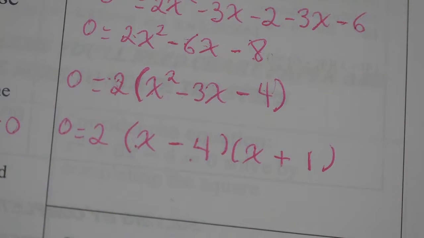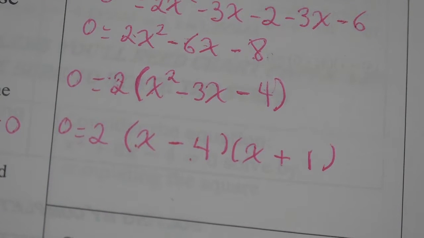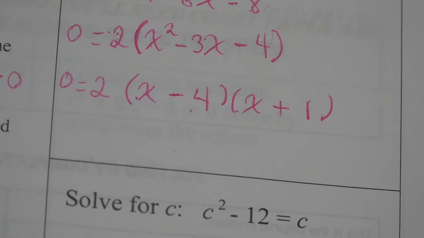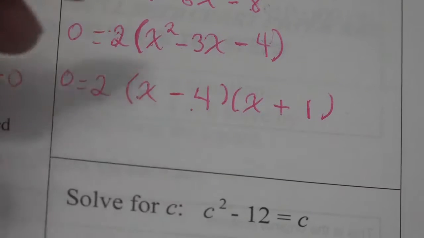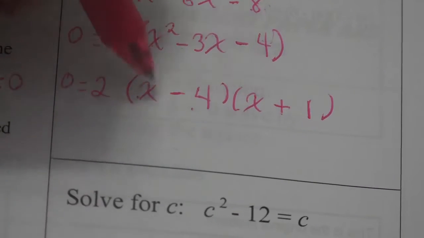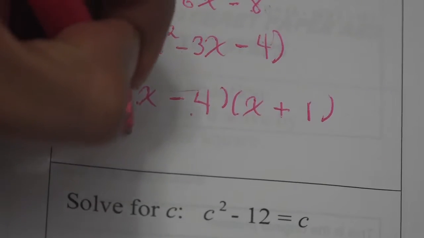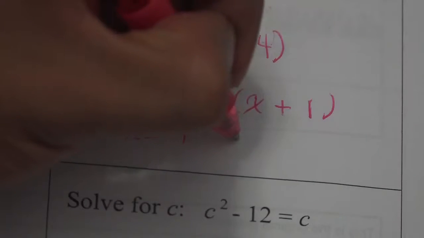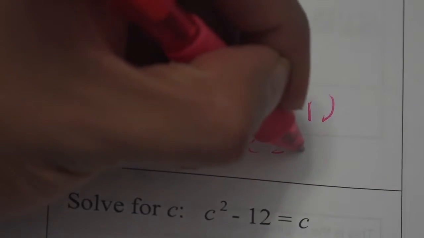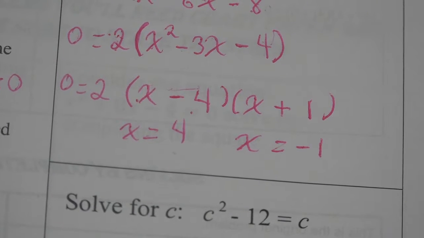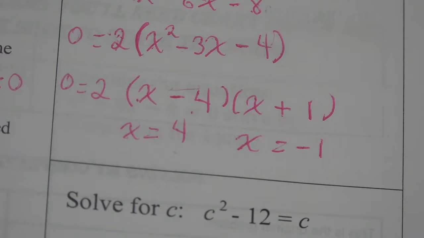Cool. Is that the end? Hell no. That's just the factored form. I need to set each of the factors to 0. Of course, each of the factors that includes a variable. So, what number makes this 0? What number makes this 0? That, right? Okay, now watch this and don't be mad at me.